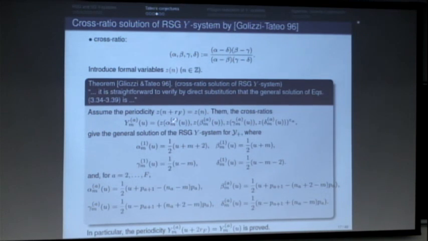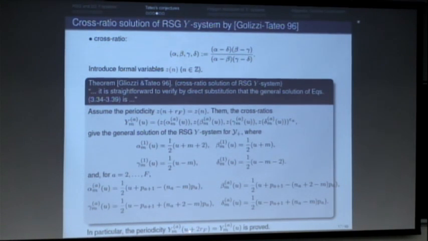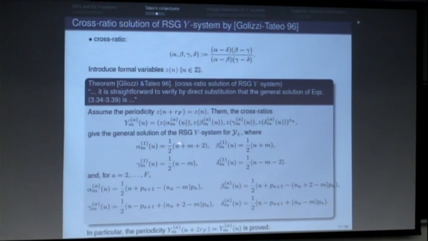Anyway, since this z is a periodic variable, and for u we actually have this 1/2, everything is periodic if we shift u by twice r, because this is cancelled by this. So we have this periodicity, and the periodicity is proved.